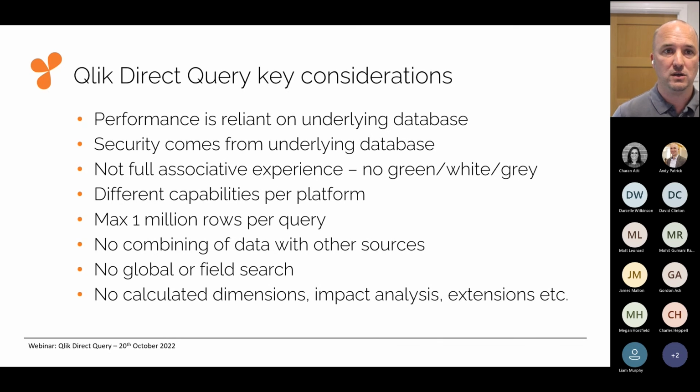It's not the full associative experience. You don't get that kind of green, white, and grey, so you're not seeing what's missing in the same way, although to some extent with your joins, you can control a bit of that visibility. There are slightly different capabilities depending on the platform you're using, so that's worth being aware of, the underlying platform that is. There is a maximum of 1 million rows per query, but you probably shouldn't be querying more than that if what you're trying to do is aggregate and be highly efficient.